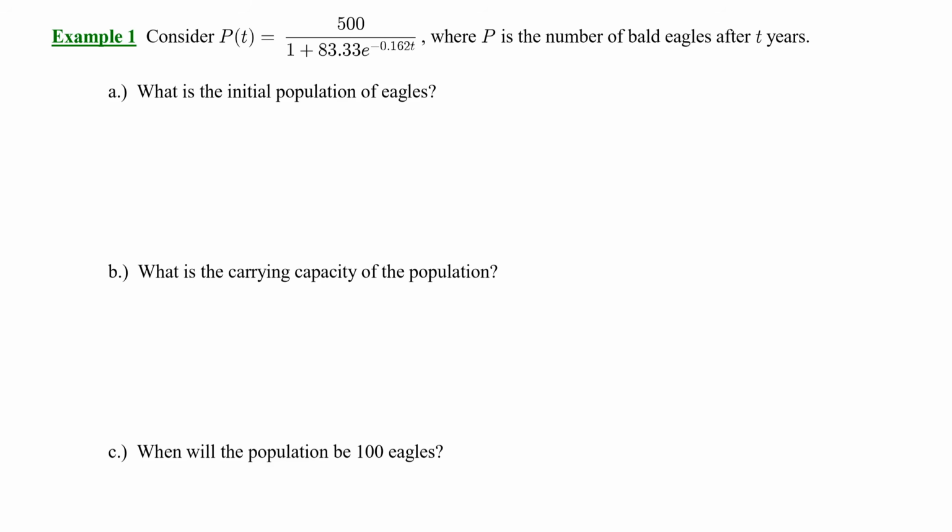Example 1. Consider P of t equals 500 over 1 plus 83.33 e to the negative 0.162 t, where P is the number of bald eagles after t years. So we're looking at a population of bald eagles, and t is going to be our independent variable measuring time in years. Let's see if we can answer the questions about this logistic growth model.